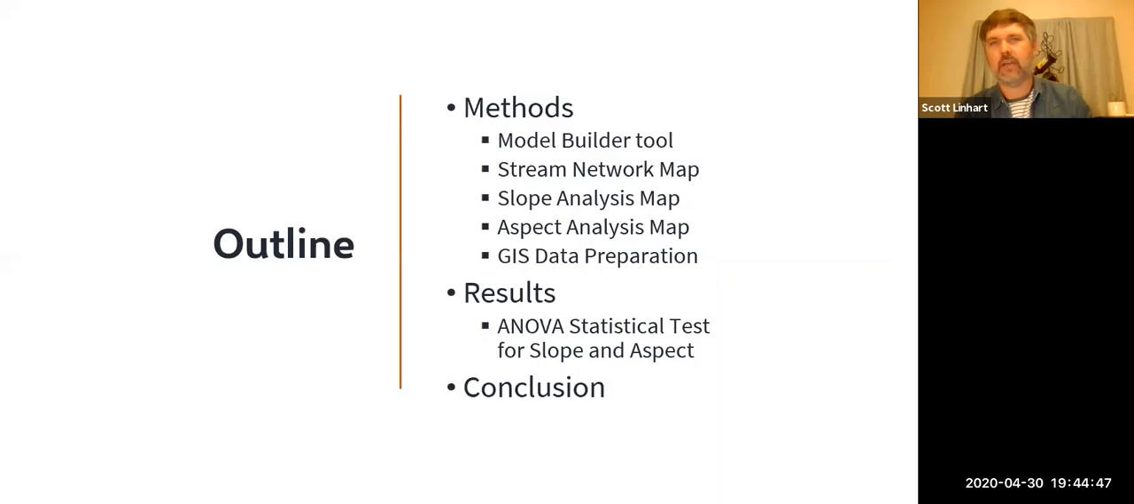So this is our outline for the rest of this presentation. I will go through the methods, in which we will go through the ModelBuilder tool that we created. From there, we created the stream network map, a slope analysis map, an aspect analysis map, and then our GIS data preparation. So we can use those to get our results as an ANOVA statistical test for slope and aspect. And then at the end, our conclusion.